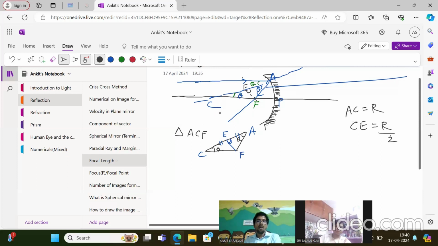Right. I want to calculate this focal length, this F. My main objective is to calculate this. Then how to calculate? This is what we will learn. Any doubt? No, sir. Now triangle CEF.